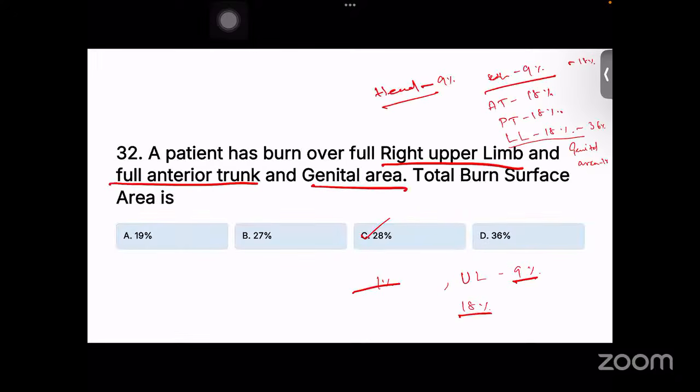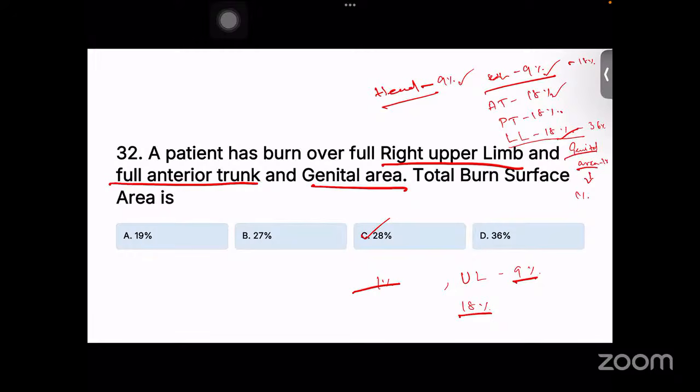So speaking about the burns, the patient has a burn over the full right upper limb and full anterior trunk and genital area. Total burn surface area. Speaking about the burn percentage calculation, head carries 9%, upper limb carries 9% each. So both upper limbs is 18, plus head 9, 27. And we have anterior trunk as 18, posterior trunk 18, which brings 36, and each lower limb 18, which brings another 36. So 72 plus 27, 99, and genital area carries 1%.